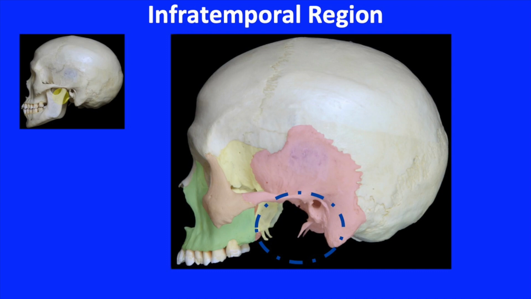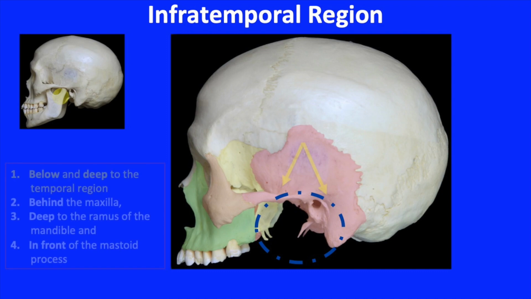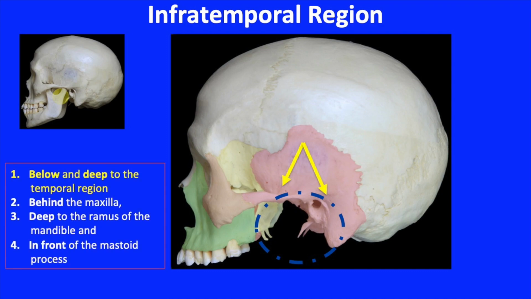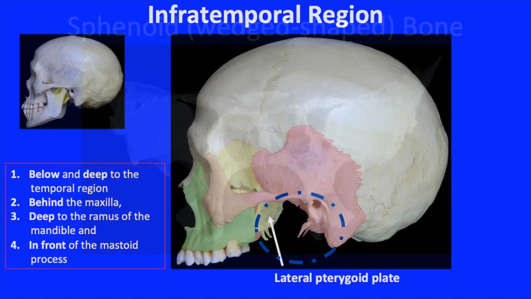But to truly appreciate the infratemporal fossa, the space indicated by the blue circle, we need to look at the skull after removing the mandible, as shown in the slide. And we can now define this region more precisely as below and deep to the temporal region, behind the maxilla, deep to the ramus of the mandible, and in front of the mastoid process. But we also see that the infratemporal fossa is defined medially by a plate, the lateral pterygoid plate. What is this plate?